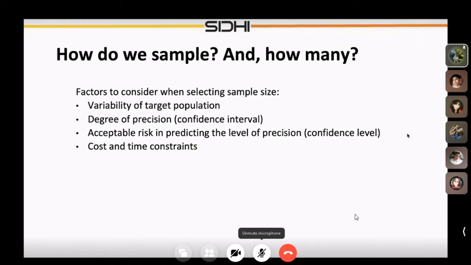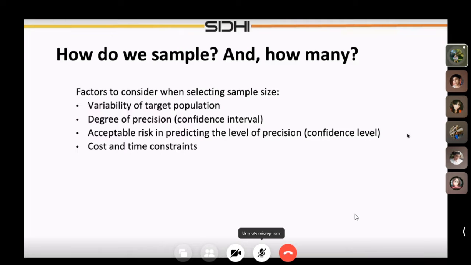The first one is the variability of the target population. By variability, we mean how diverse it is, or how many different kinds, so let's say of banana, or how many different species you see for banana. The more variable it is, probably the higher the sample size that you want to get.